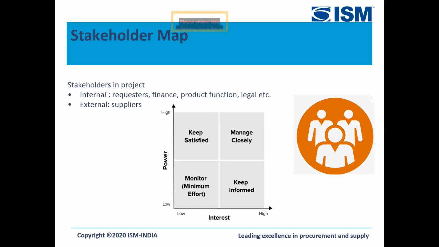And basis that, if somebody has the highest power and low interest, then we need to keep that person satisfied. We need to have their needs in check. And somebody who has the highest power and highest interest in the project, we have to manage closely. Similarly, if the level of power and the effect of their influence is minimum, then we need to monitor, or just put in minimum effort regarding them.